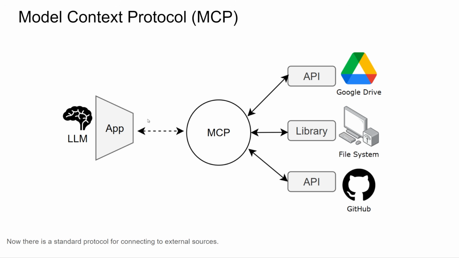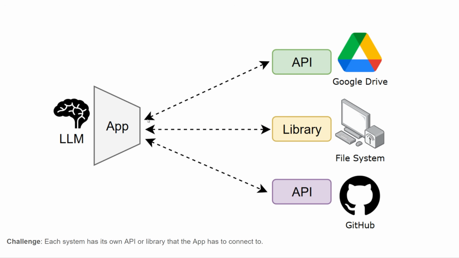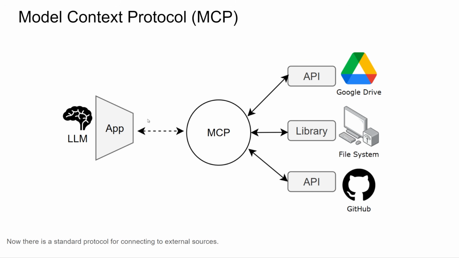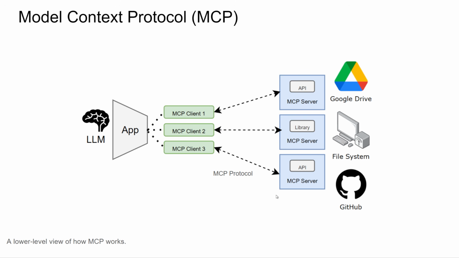So it's really important to emphasize this. Before, the app had to connect to different outside sources using the libraries and APIs that they provide, and it can get quite complex. There's no unified way to do it. With MCP, we have a standard way, a unified way to connect to those outside sources so that the application doesn't have to worry about it. That is the main idea. If you understand that, you understand MCP.